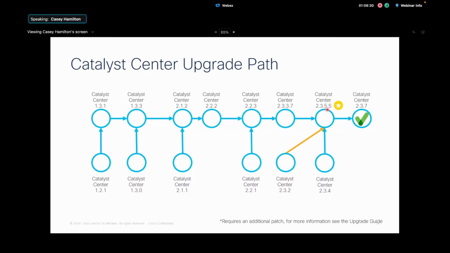To get to 2.3.5.5, you have 3 avenues. You can go from 2.3.3.7 and make the jump over, and then you can upgrade to 2.3.7. If you're at version 2.3.2, you don't have to upgrade to 2.3.3.7. You can go straight to 2.3.5.5. And likewise for 2.3.4, straight to 2.3.5.5, and then you can upgrade to 2.3.7.